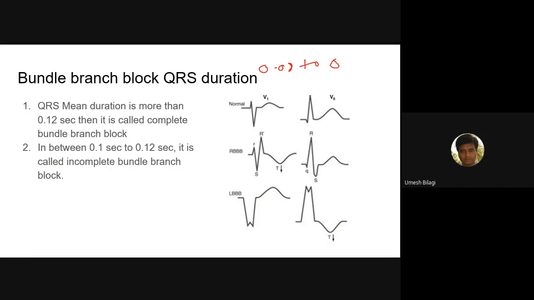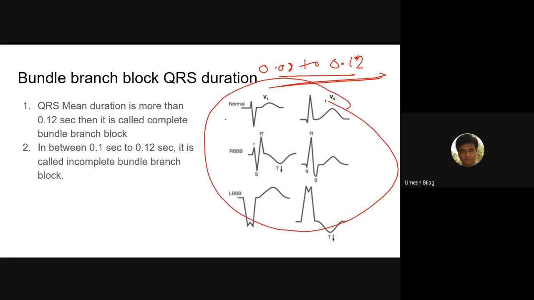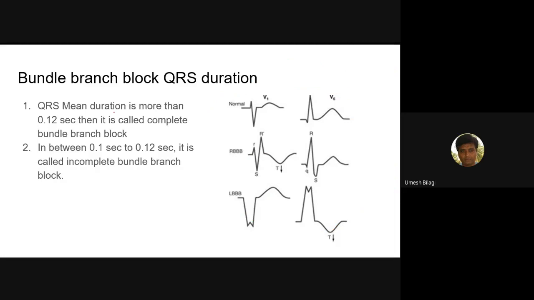Smriti? Yes, sir. What is the normal QRS duration? 0.08 to 0.12. And yes, sir, because there is a complete RBBB, the duration of the QRS complex will increase more than this. That is the one thing about bundle branch blocks. And I'll tell you one more thing.